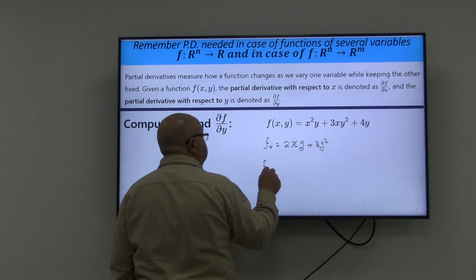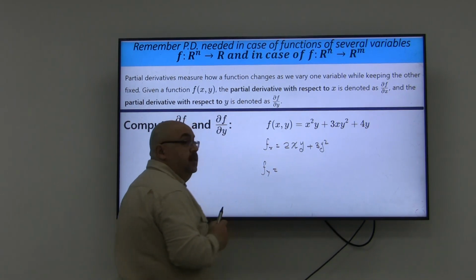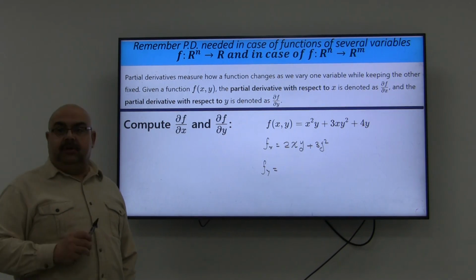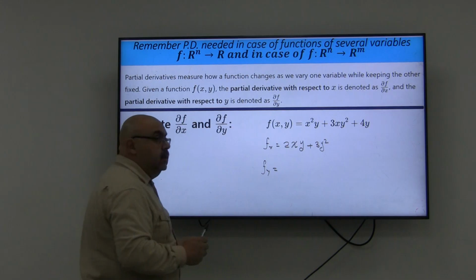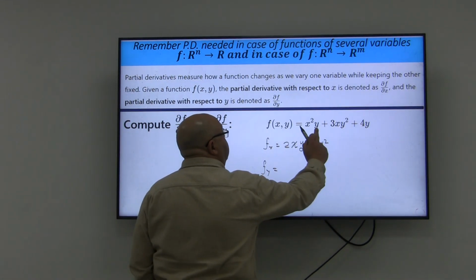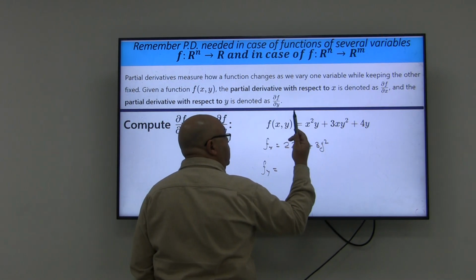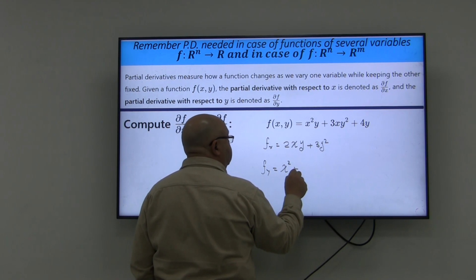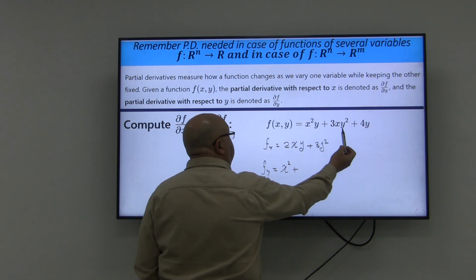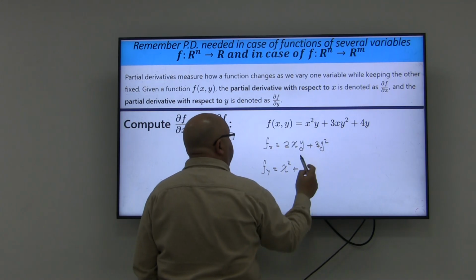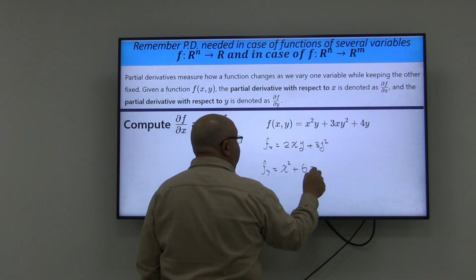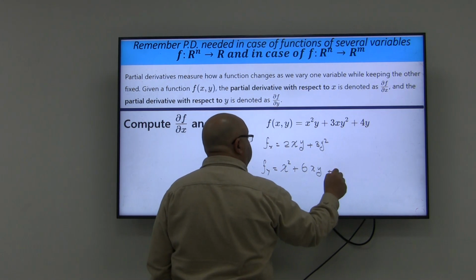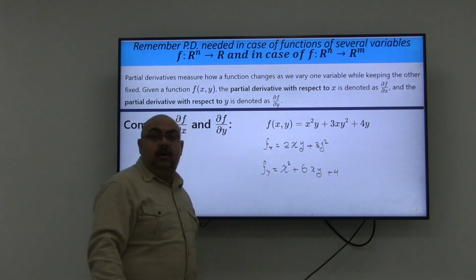Differentiate with respect to y, but consider x as a constant. Yes, this term contains y, so the derivative of y is 1 times x squared. So it's x squared plus... Differentiate with respect to y, which is going to be 2y, so it's going to be 6xy. Differentiate with respect to y, so the derivative is going to be 4.